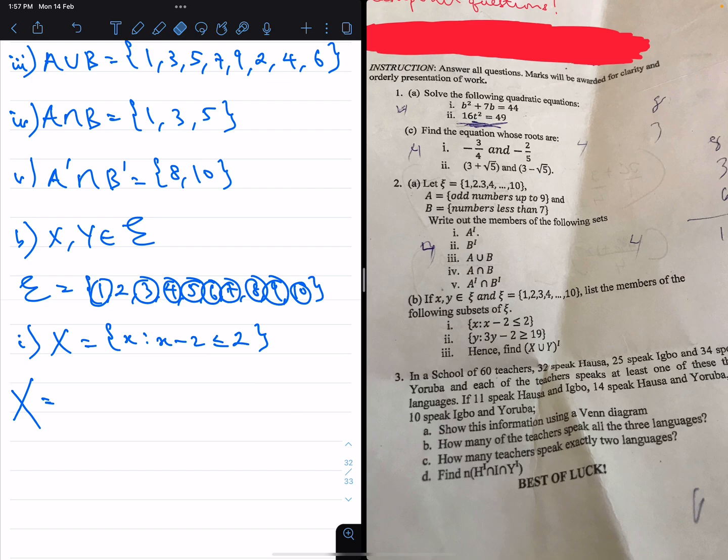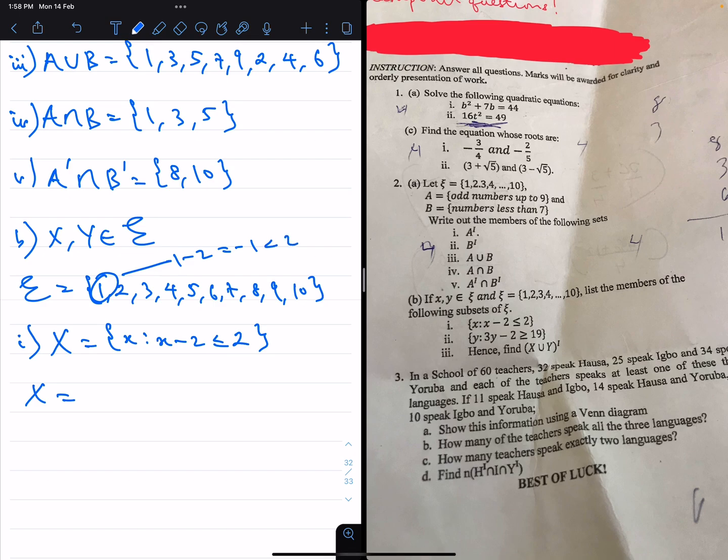That's what we do next, and that's how we go. So that means the set X will have elements. Let's check. Let's start with 1. 1 minus 2 is equal to minus 1. Minus 1 is less than 2, so that means 1 is a member of the set X because it gave us a result that is less than 2.